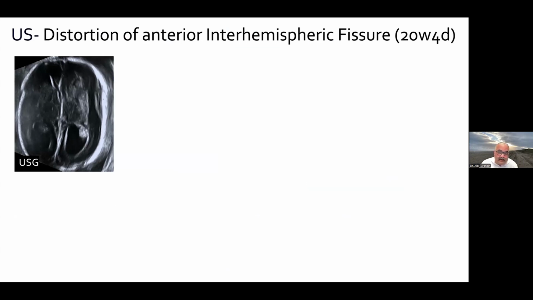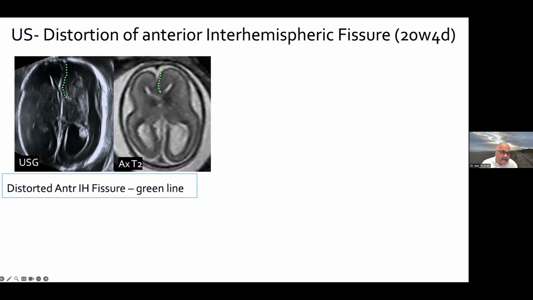Ultrasound diagnosed distortion of the anterior interhemispheric fissure in this pregnancy of 20 weeks and 4 days. Now, that's an ultrasound image that I have turned and brought in line with how we view the eyes. So what we've seen there is this distortion of the anterior interhemispheric fissure, and that was referred to us for what is the cause of the distortion. We did the MR and we could see a subtle deviation, which basically reproduced whatever the ultrasound showed.